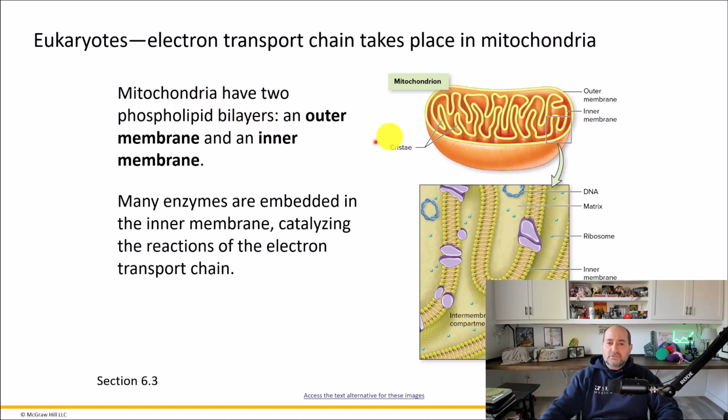Now, if we're talking about eukaryotes, then we have mitochondria. And remember, the mitochondria has a smooth outer membrane and then a convoluted, twisty-turny inner membrane. And do you recall that the folds of the inner membrane are called cristae? Well, there are many enzymes embedded in the inner membrane, and these enzymes catalyze the reactions of the electron transport chain. So you can think of the inner membrane as responsible for stage 3 of cellular respiration. This stage is known as oxidative phosphorylation. It's powered by those NADH and FADH2 molecules from the previous stages.